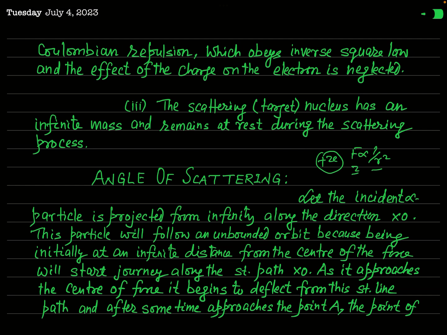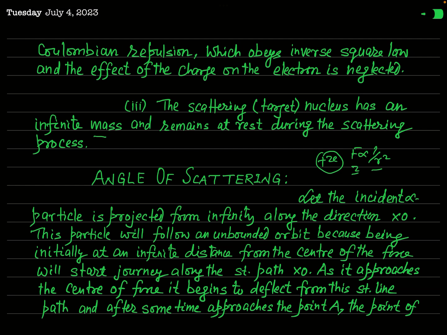So this was actually the second assumption of this theory. Now, the third assumption says that the scattering nucleus, or you can say the target nucleus, has an infinite mass compared to the mass of the scattering particle, that is the alpha particle. It means we consider that the mass of the nucleus is infinitely larger in comparison to the mass of the alpha particle.